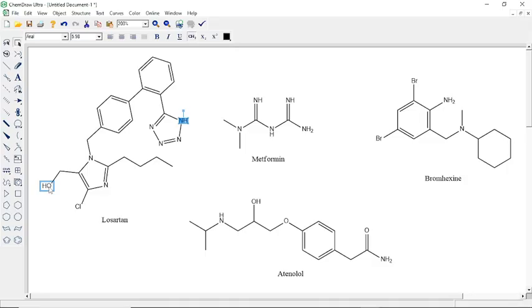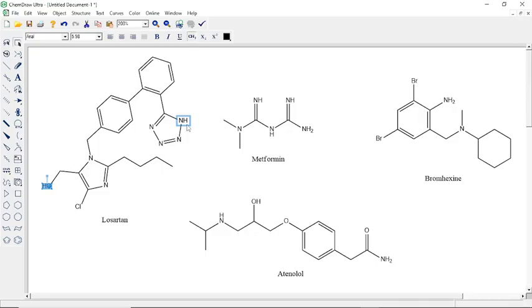Which part? The 2 blue parts. This NH, and the OH. Yes, the OH and the NH. So I will likely take these 2 parts.